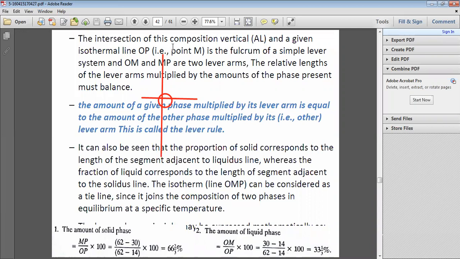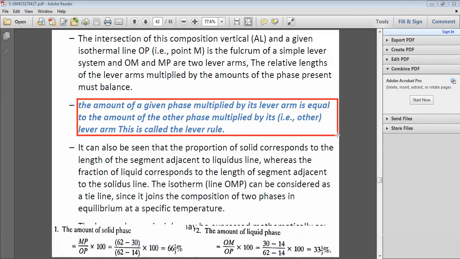So there must be a balance: the relative lengths of the lever arms multiplied by the amount of phase present must balance. This is the main point for this case. The amount of a given phase multiplied by its lever arm is equal to the amount of the other phase multiplied by its other lever arm. This is called the lever rule. So there must be a balance as per the lever rule.